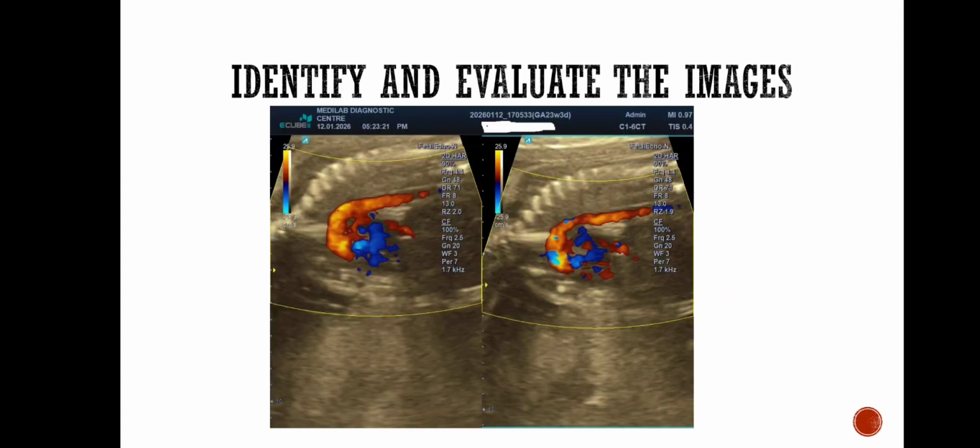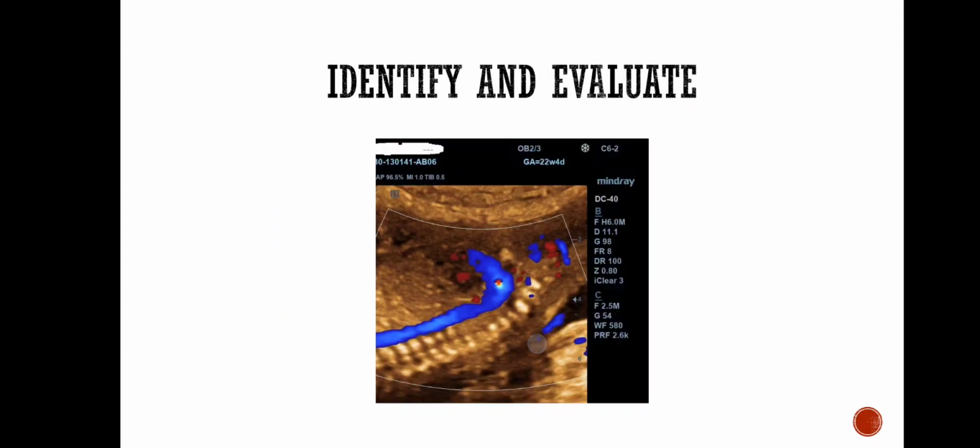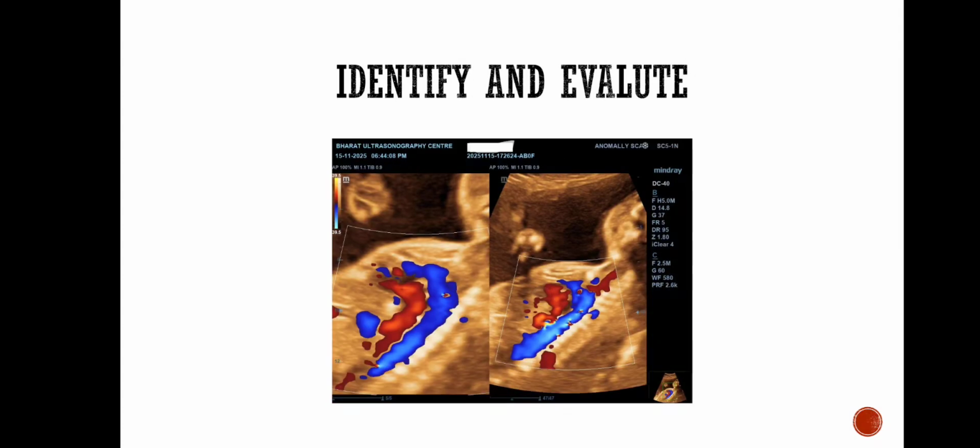See, identify and evaluate the images. These are spine anterior position. In these two arches, there are no neck vessels originating, so this is ductal arch. This is also ductal arch because no neck vessel is originating. The left one is ductal arch and the right one is aortic arch because there is a neck vessel originating.